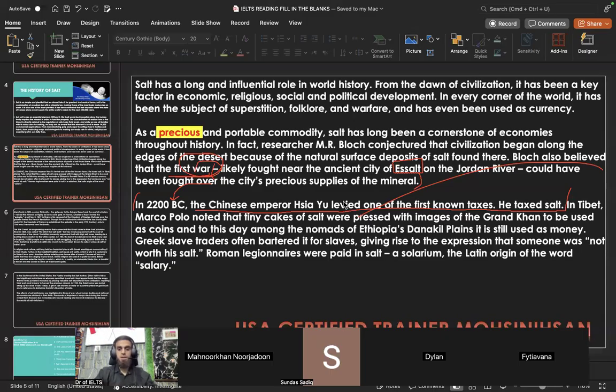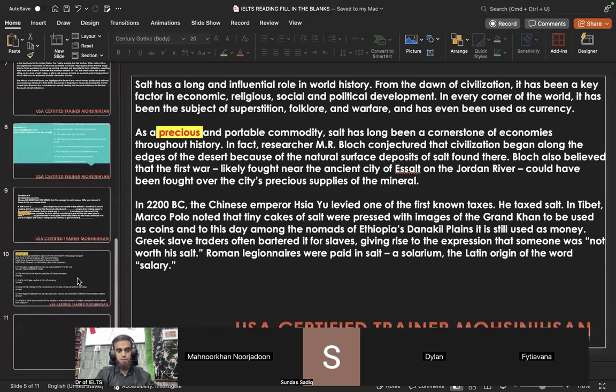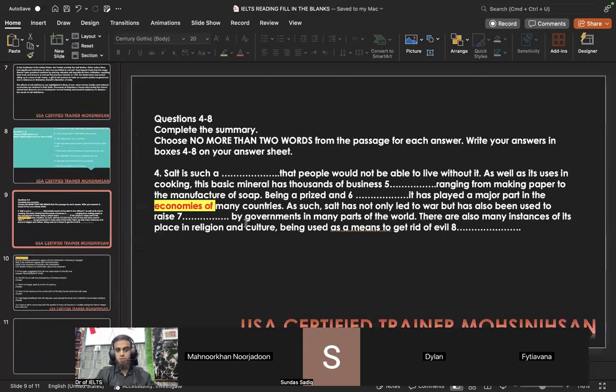The taxes. Good. So the next word is the taxes. He taxed salt. So this was also the thing that was raised, that was started, because of the salt, right? So here we have to write the word not only war, but it also raised the taxes by governments in many parts of the world.